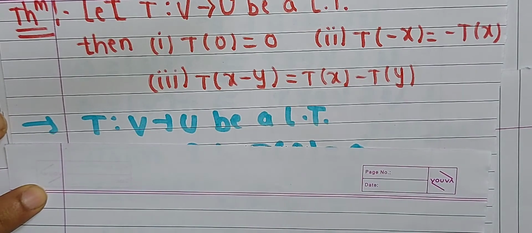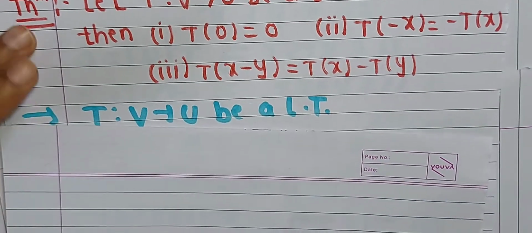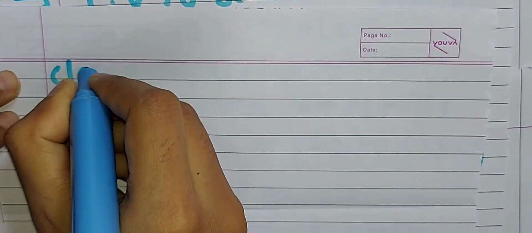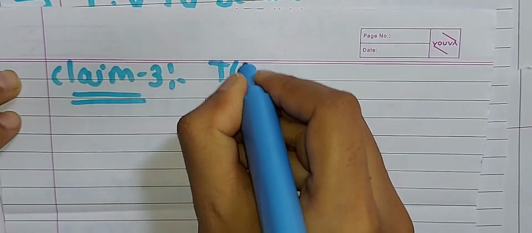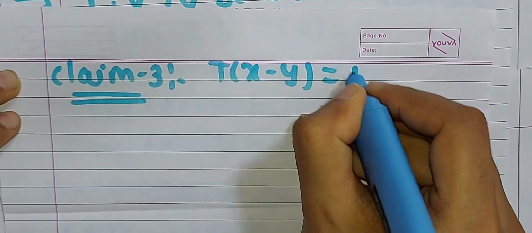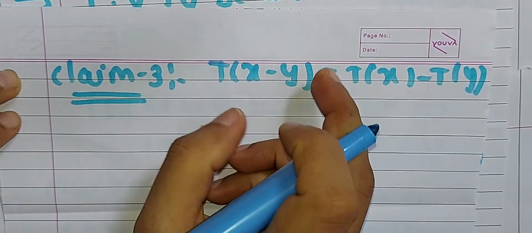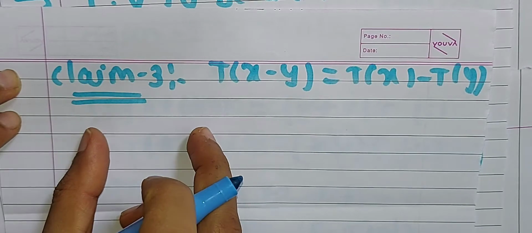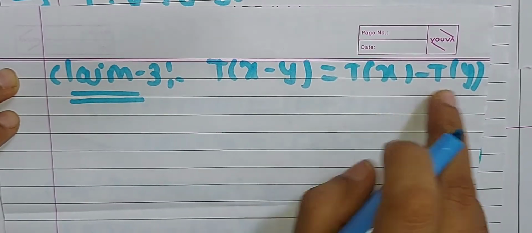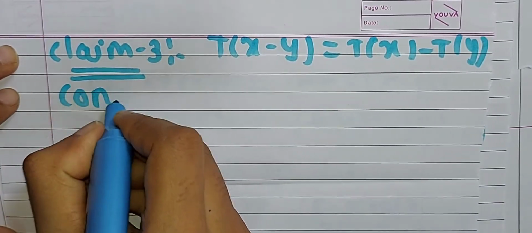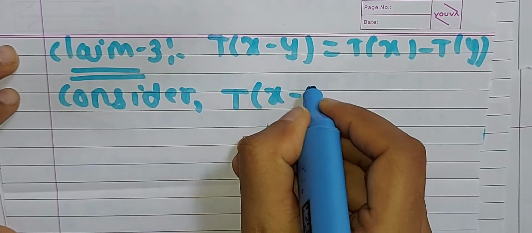Now our claim number 3 is T of (x minus y) is equal to T of x minus T of y. So to prove this property we only consider this LHS part as it is, and after solving step by step we will get this RHS part. So firstly we have to consider this LHS part, that is T of (x minus y).